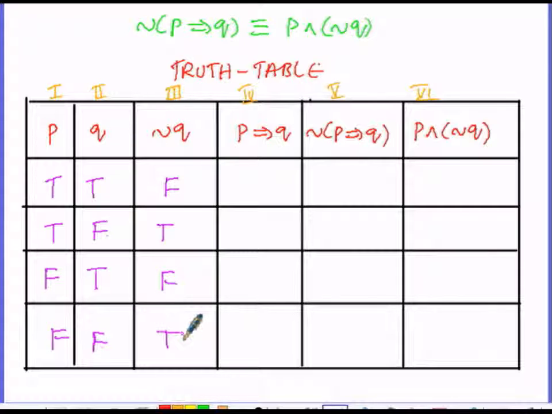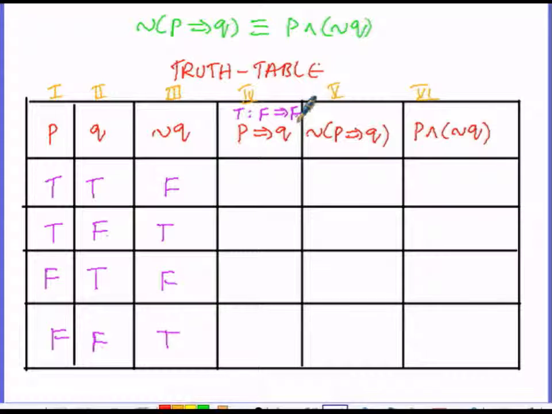Now in the next column you have to find out P implies Q. So here is the implication. In case of the implication or the conditional statement, a true statement does not imply a false statement. That is, if the first statement P is true and the second statement Q is F, then the conditional will also be F. So this indicates that a true statement does not imply a false statement. So the first statement must be true and the second statement must be false, therefore the implication or the conditional will be false.